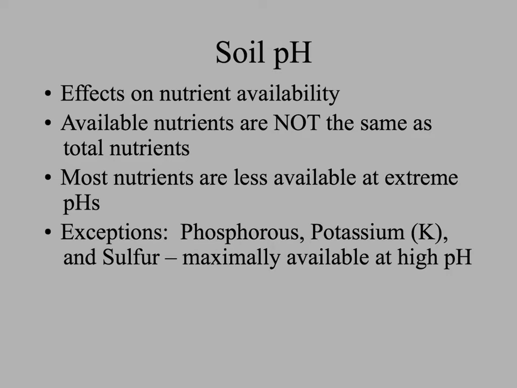Soil pH is important because it affects how soil particles hold on to and let go of nutrients. The available nutrients to a plant are not the same as the total nutrients in the soil because at certain pHs, the farther away from neutral, usually nutrients are harder to obtain. Certain nutrients, however, phosphorus for one, are more available at higher pH, more basic conditions.